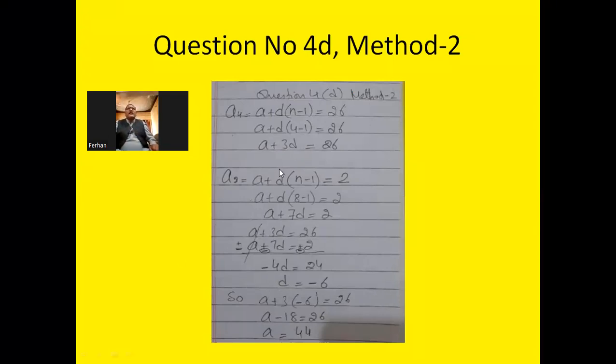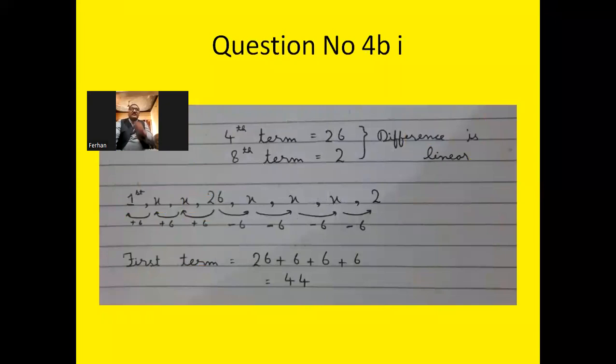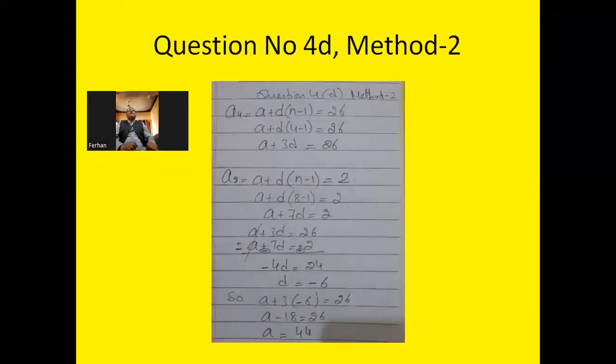Substitute the value of d in the first equation. So you will have a plus 3 bracket minus 6 bracket close equals 26. So a minus 18 equals 26, and a will be 26 plus 18, and that will be 44. So the first term of the sequence, which was a, is 44. So I have shown you two methods. One method is a little hit and trial kind of method. And the other method is the one in which you don't have to think too much. It will be automatically done. So the first term of the sequence is 44.